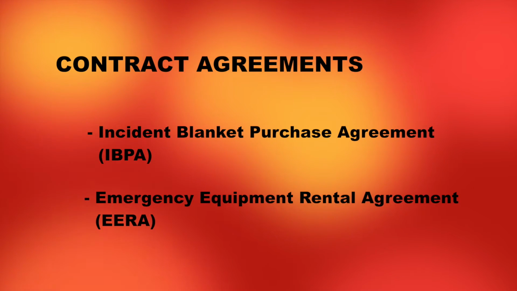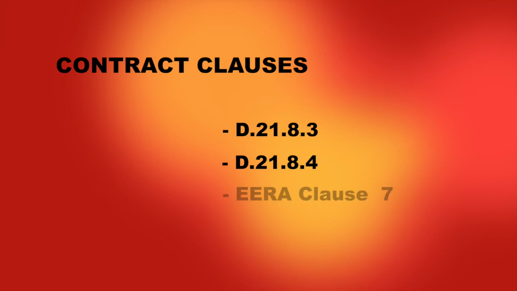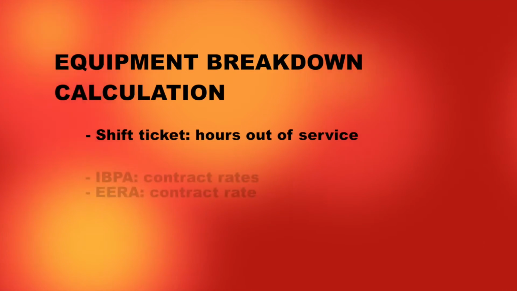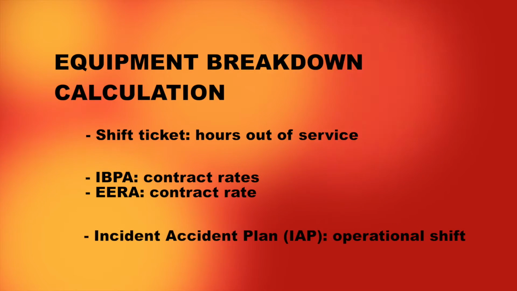Contractors operate under the terms of a government-awarded Incident Blanket Purchase Agreement or Emergency Equipment Rental Agreement. The authority for adjusting payments is contained in clauses D21.8.3 and D21.8.4, along with EERA Clause 7. Three items are needed to calculate the rate adjustment: the shift ticket, the daily rate from the agreement or the EERA, and finally, the incident action plan.